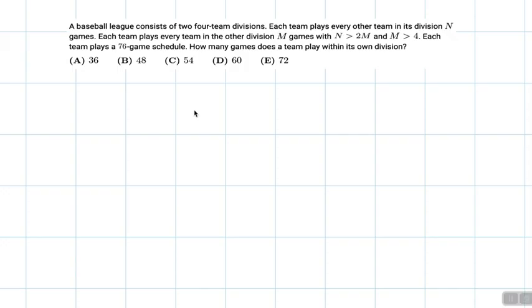Two four-team divisions. So this is division X, and then division Y, here are the teams. Each team plays every, okay, 76-game schedule too. How many games does a team play within its own division? Okay.